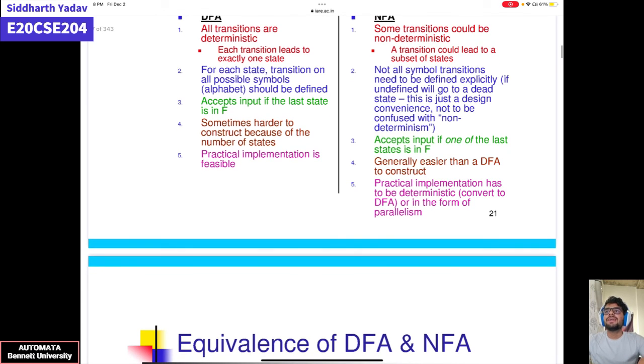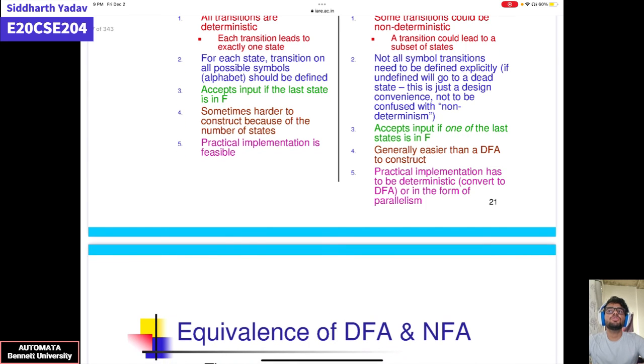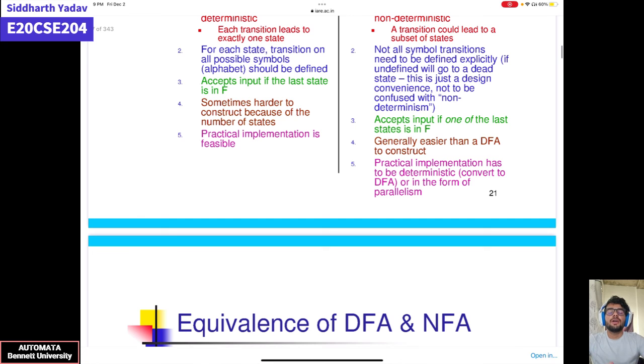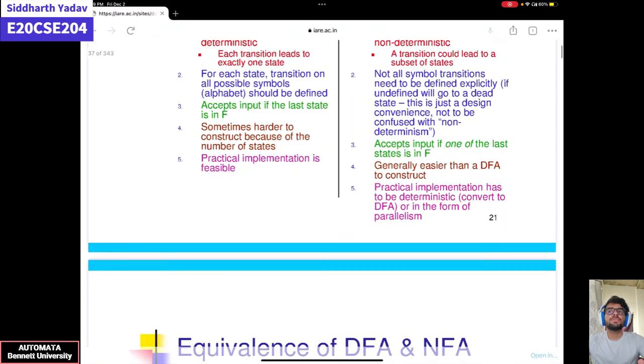A DFA is sometimes harder to construct because of the number of states. It accepts the input if the last state is in F. An NFA accepts the input if one of the last states is in F. Practical implementation is feasible, and an NFA is generally easier to construct than a DFA. Practical implementation has to be deterministic, by converting to a DFA or in the form of parallel computation.